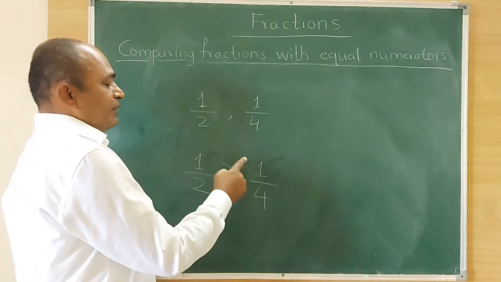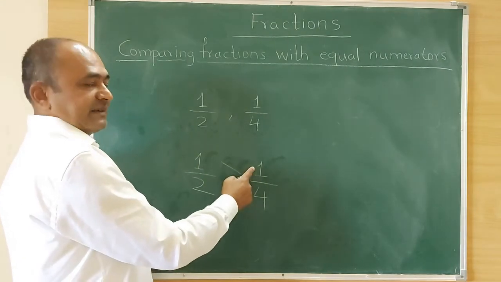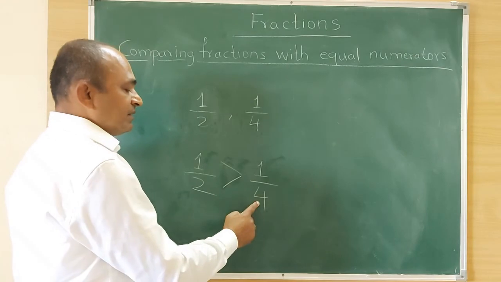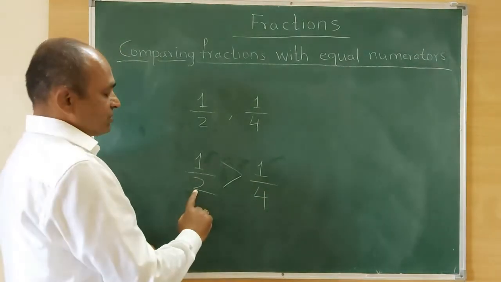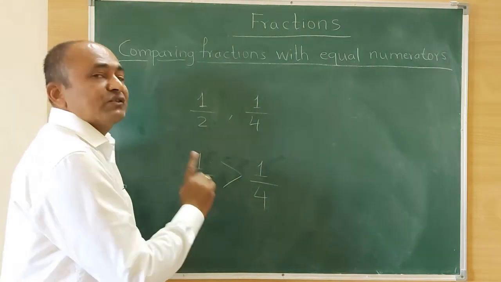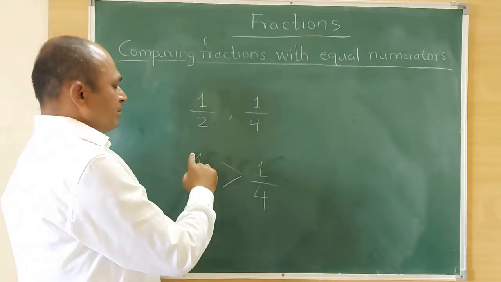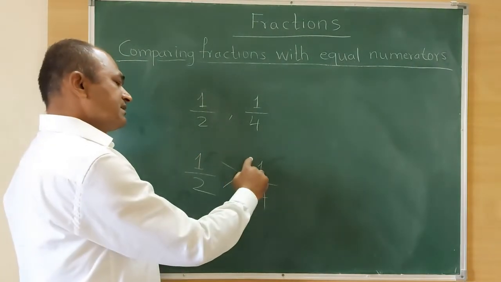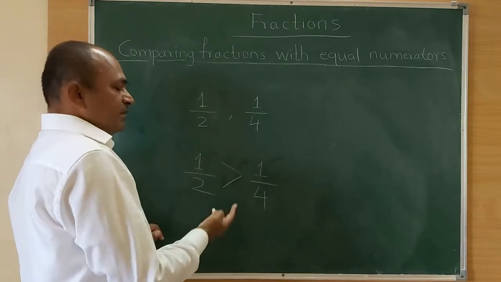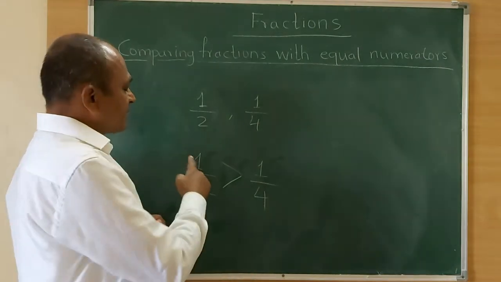Means if the numerators are same, the fraction whose denominator is greater is the smaller fraction. Forget about one. If the numerator is not only 1, the things are also same. It applies the same for the other numerators also, means other than 1.